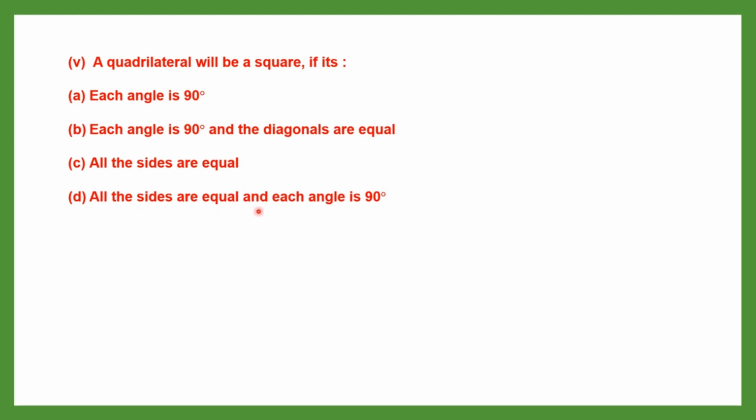All the sides are equal and each angle is 90 degrees. So both these conditions have to be there if that quadrilateral is going to be a square. So our answer is option D. All the sides are equal and each angle is 90 degrees.